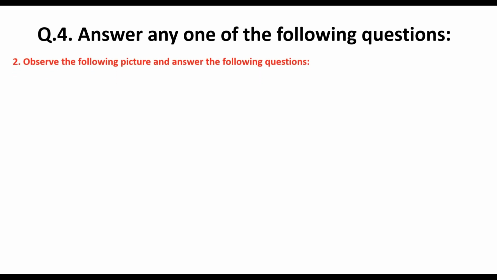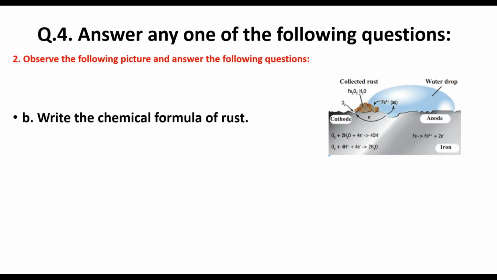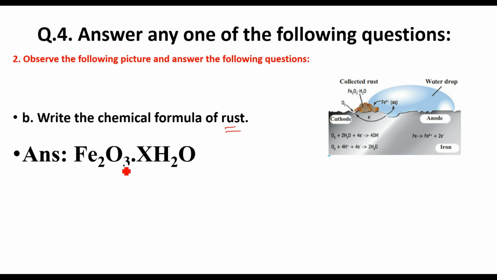The second question is based on it. What is the chemical formula of rust? I told you that you have to write what is in the textbook. The correct formula of rust is Fe2O3·H2O, which is not shown in the diagram. This is not copy paste. It is to understand the concept you learned, and you have to recall and write it in the examination.